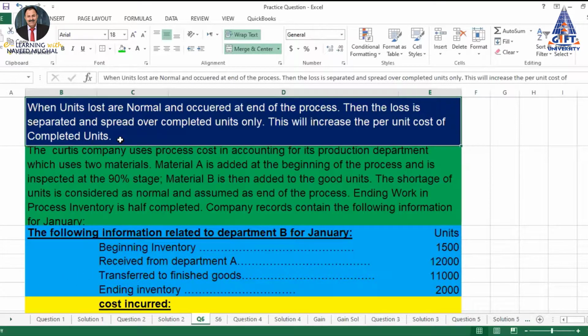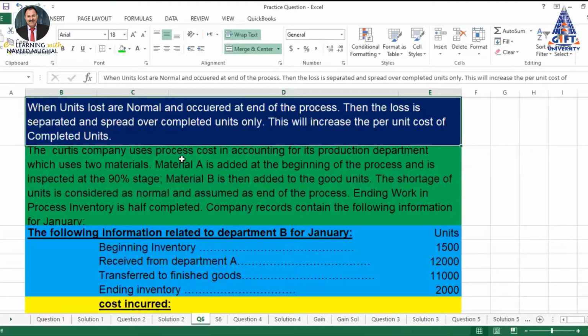In this method, we will calculate the cost of the lost units and we will separate that cost, and that separate cost will be included or charged to finished goods inventory only. We will not charge that loss to work in process inventories. How we will calculate this and how we will treat this, look over here.